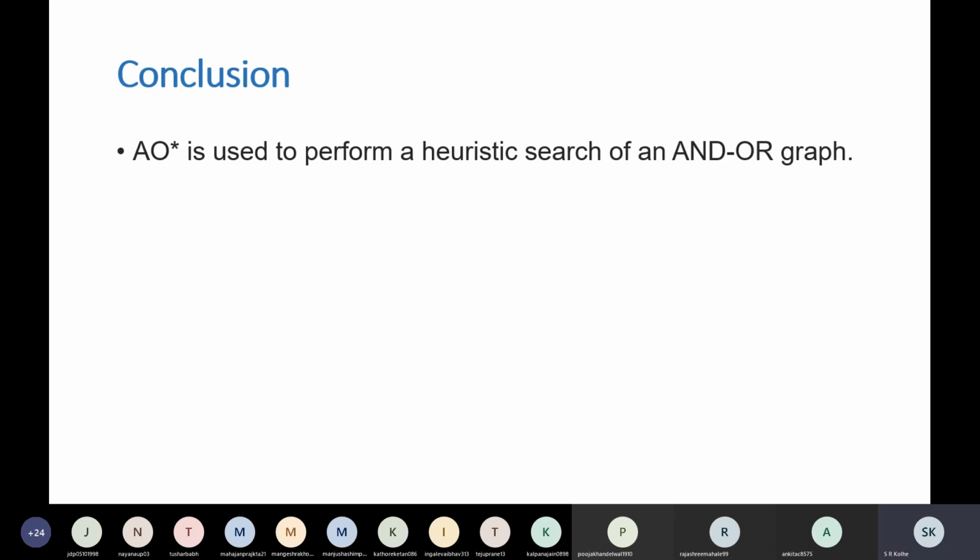In conclusion, we can say that AO star is used on AND-OR graph type of search space. It always gives you the minimum cost solution provided that your heuristic function is an underestimate, right? The algorithm returns a solution tree. In earlier cases, the algorithm used to return a simple path from node to node, but here the algorithm returns a solution tree.